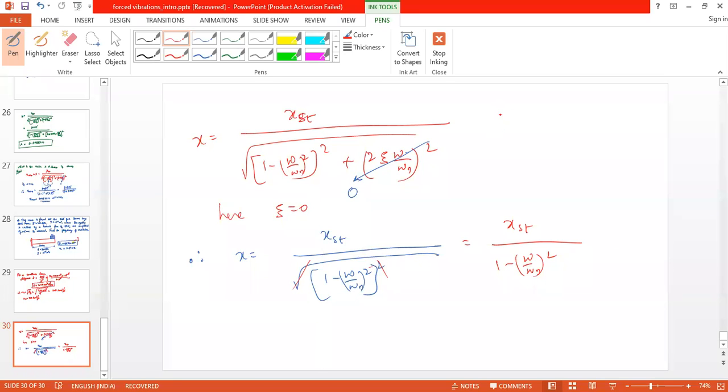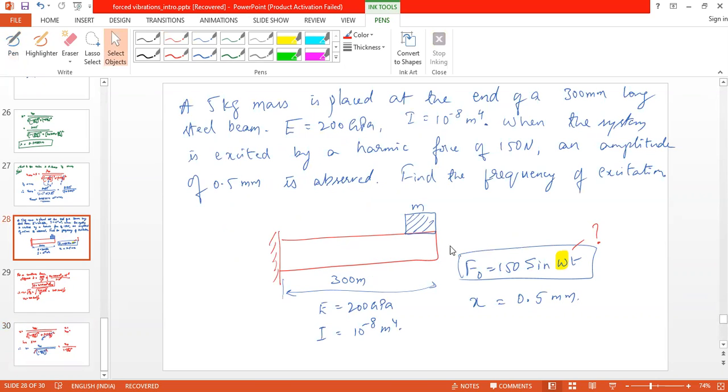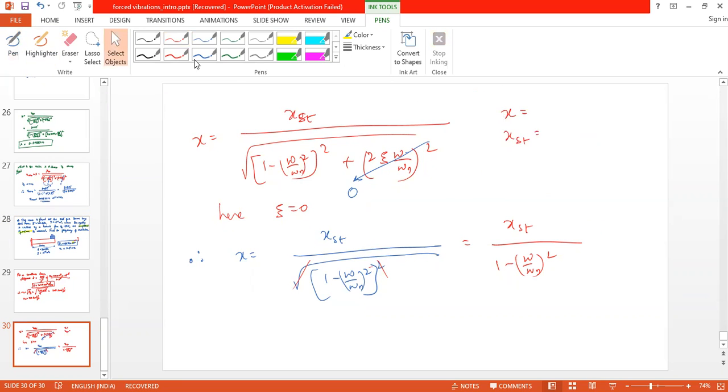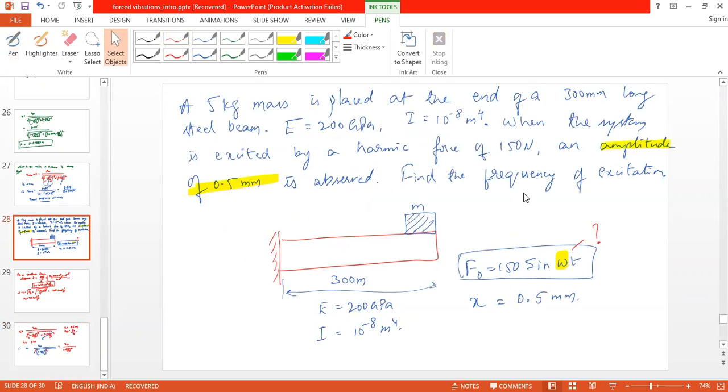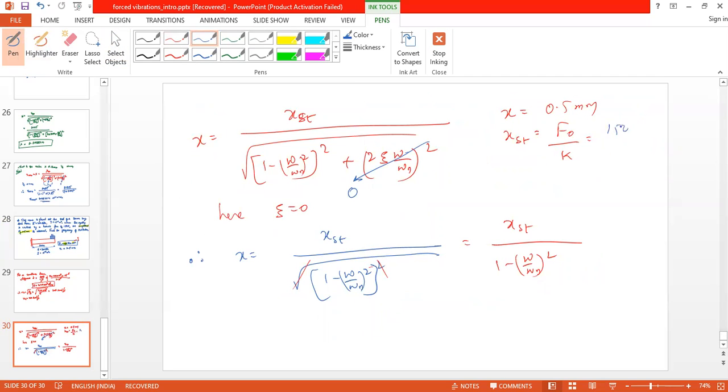And what is the value of x? X is given in the question. Upon application of the force, it is observed that the amplitude is 0.5 mm. So x is 0.5 mm. And what is x st? It is F0 by K. What is F0? F0 is 150. So it is 150 divided by 222 into 10 power 3.